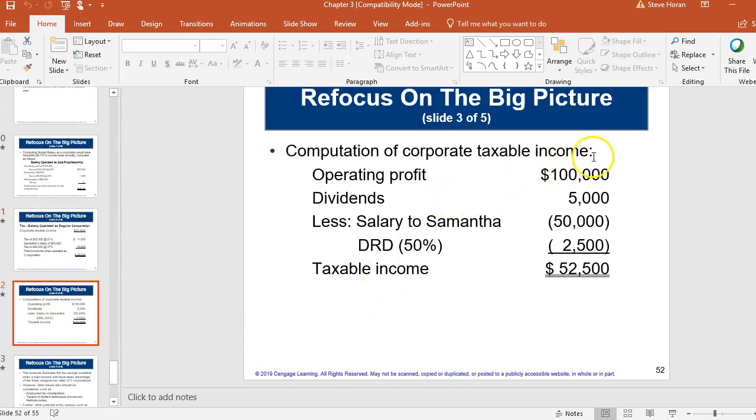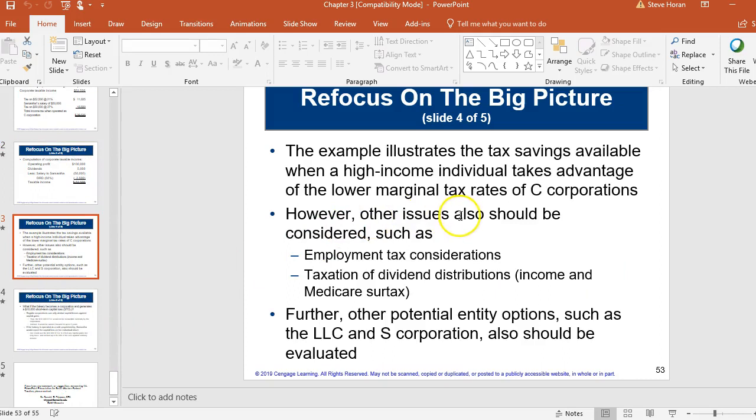So the computation of corporate taxable income: her operating profit, the dividends, the salary, and we subtract the dividends received deduction of 50%, and taxable income is right there. This explains that with a high income individual, we put her at the highest tax rate for individuals at 37%. This made a lot of sense, right? Because the C Corp has that much lower rate. Now, this excludes, as I mentioned earlier, other taxes, employment tax considerations, and tax on dividend distributions. It also did not take into account state and local taxes.